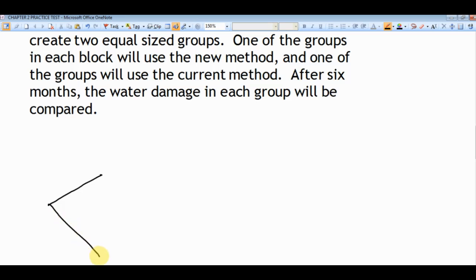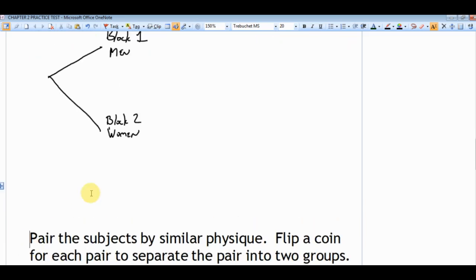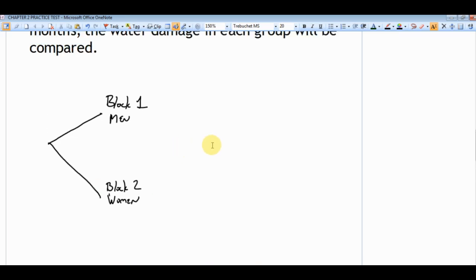So what we're going to do is first we're going to block. We're going to identify this as block 1, men. We're going to identify this as block 2, women. I think I need more room. The male block is then going to SRS. Same with the women block, they're both going to SRS.